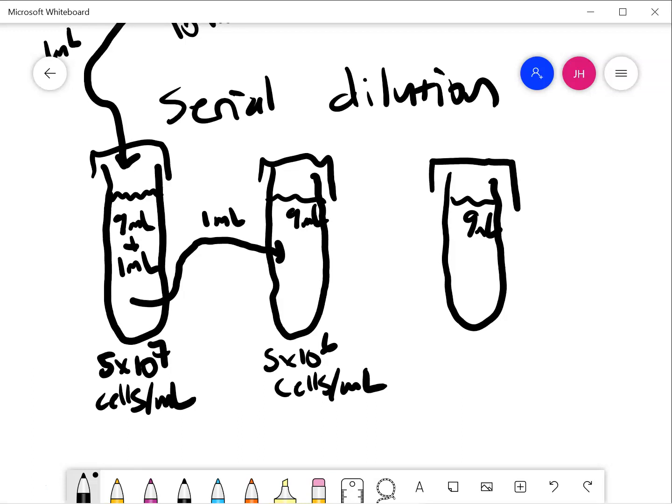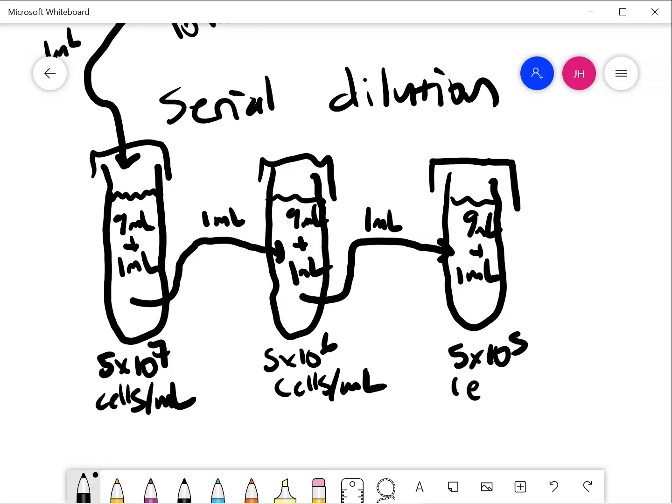So once you've really mixed this up, you can then take some of this and put it in this one. Sorry, I've been skipping writing plus 1 milliliter. And again, this 1 milliliter gets diluted to a total of 10 milliliters. So that's a tenfold dilution. 5 times 10 to the 5th cells per milliliter.